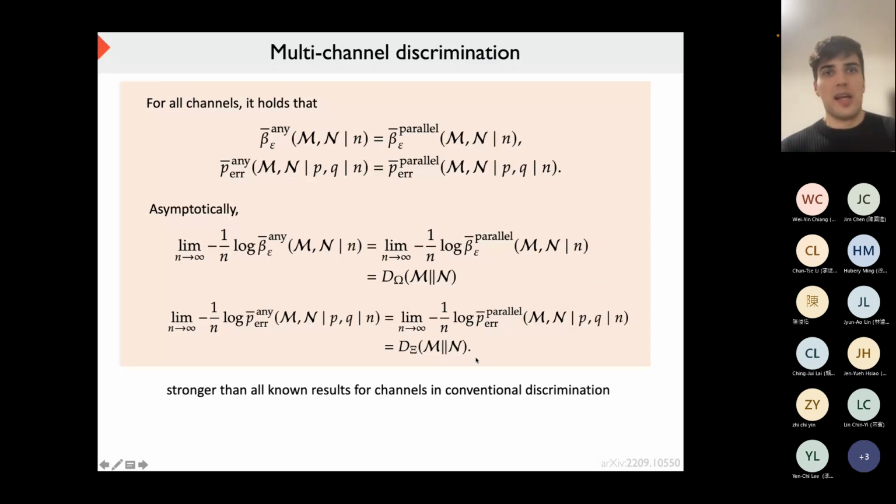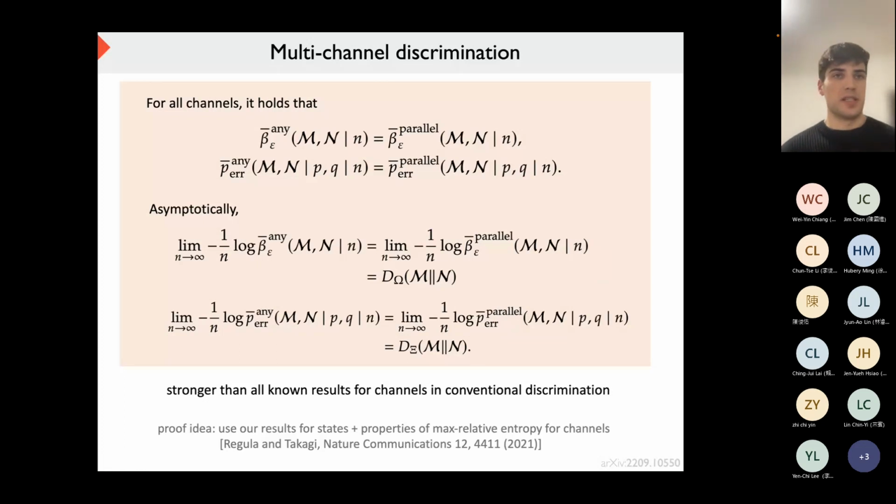And the proof idea essentially is just to use the results from states to get an upper bound. And then to get a lower bound, we have to use some properties of the max relative entropy of quantum channels. So with this, we just cite from a previous work. And then we argue that because of that, essentially, you cannot do any better than parallel strategies. By any kind of strategy, you cannot do any better than parallel ones. And essentially, we have to get equality there. So the proof is reasonably straightforward once you have all this in place. Yeah, so this, I hope, shows you that the results we get for channels go much beyond conventional hypothesis testing.